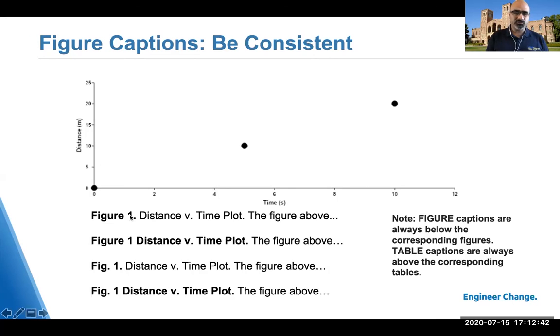You don't want to change from method 1 to method 4 down here where you now do an abbreviated fig. 1 and then distance versus time plot and then a period. So, if you're bolding the title, then bold the title in every caption. Don't change back and forth between figures. All the figures should have a consistent way of doing it. So I think that covers it.